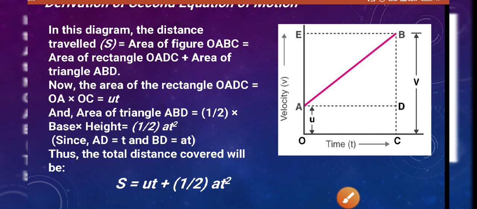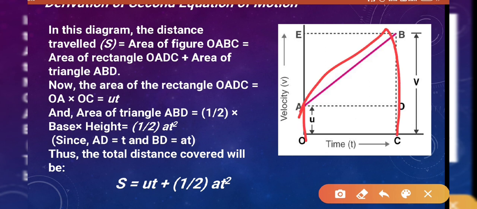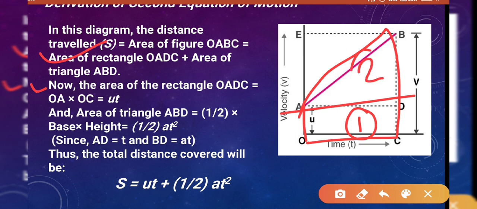Clear? Student, this complete figure OABDCO can be segmented into two parts. One is area of rectangle plus area of triangle.